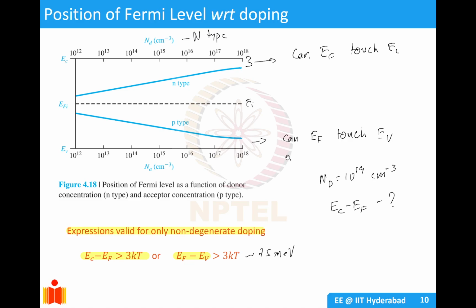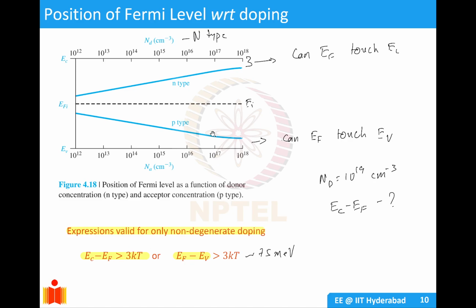And so there is a limit we have set, which is called the 3 kT limit. EC minus EF is greater than 3 kT, or EF minus EV is greater than 3 kT. That is approximately 75 milli electron volts. So if there is a minimum gap of 75 milli electron volts here, or a gap of 75 milli electron volts here, then only we consider the equations that we have used previously valid. That is called non-degenerate doping.